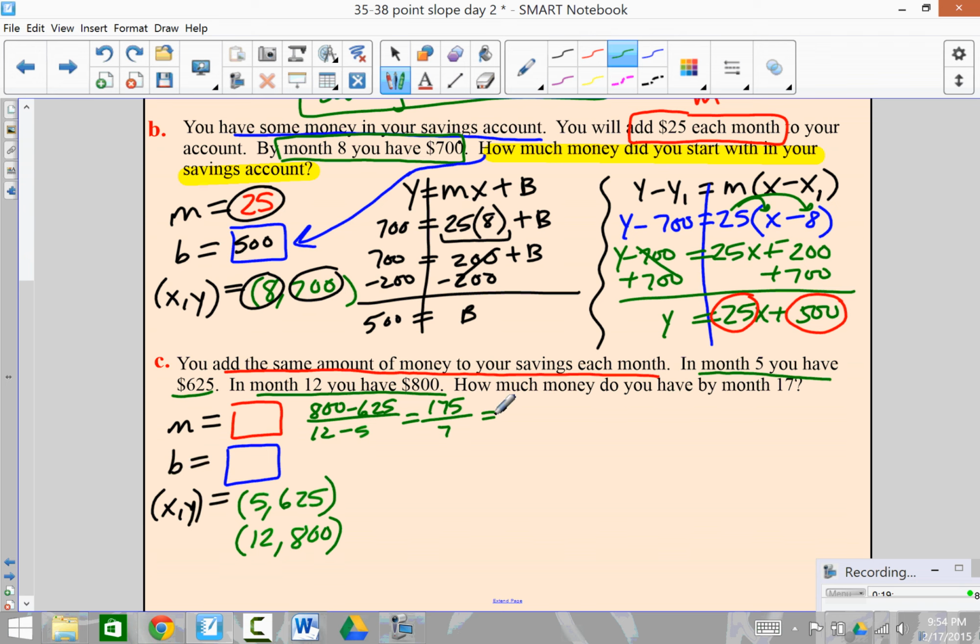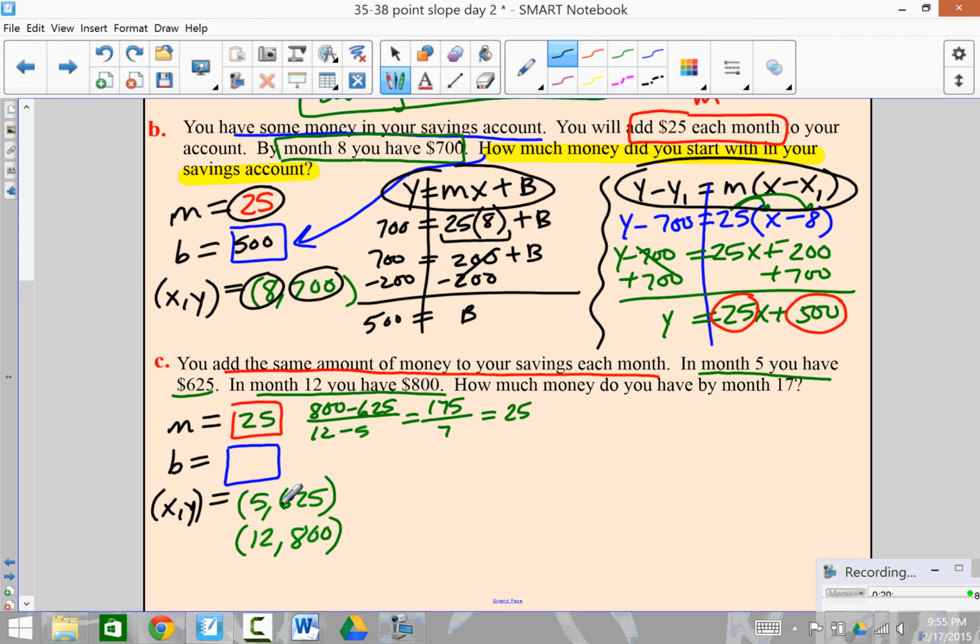175 divided by 7 should equal 25. Okay, so I know my slope here is 25. Well, if I have my m and I have an x and y, should I be able to find my b? Yes. Now this is where you get to choose your method. Do you want to use the y equals mx plus b method, or do you want to use the point slope method? It is basically up to you, okay?